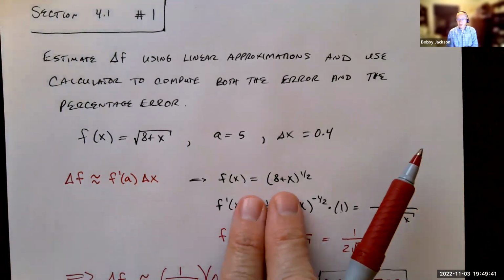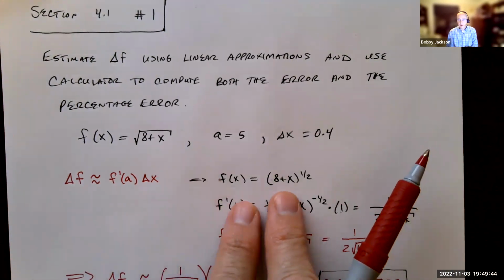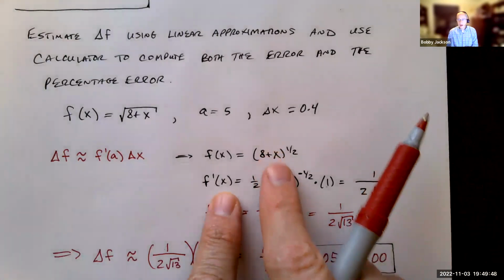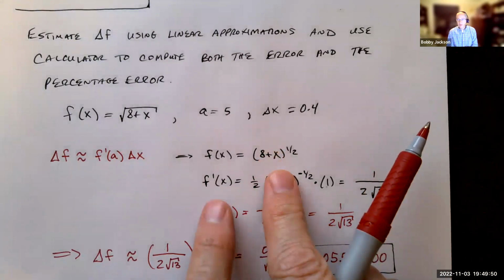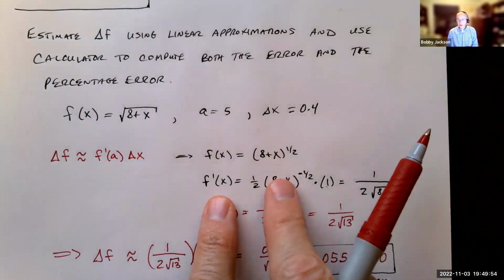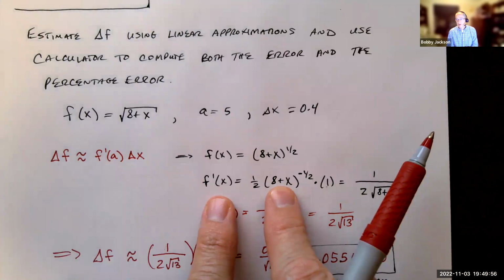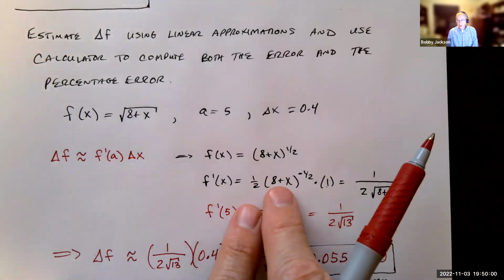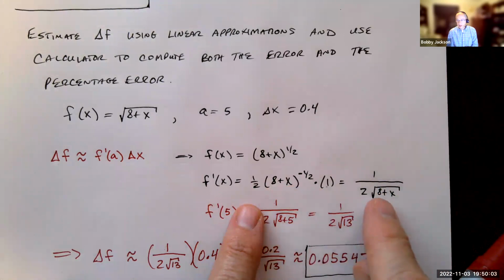I rewrote the function, right? 8 plus x to the 1/2 power. Derivative is by the chain rule. Derivative of the outer function, u to the 1/2, is 1/2 u to the negative 1/2 times the derivative. Well, the inner function is 8 plus x times the derivative of that inner function. Well, the derivative of 8 plus x is just 1. And so just rewriting this, 8 plus x to the negative 1/2 becomes 8 plus x in the denominator to the positive 1/2, which is the square root.